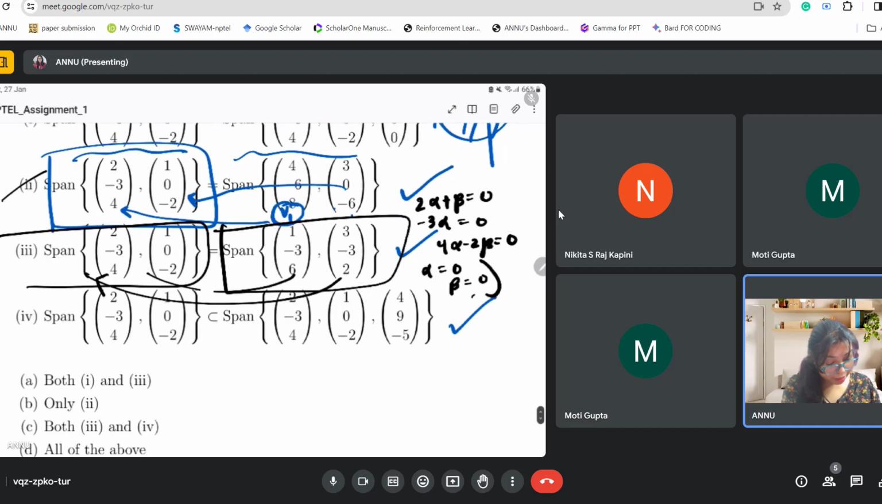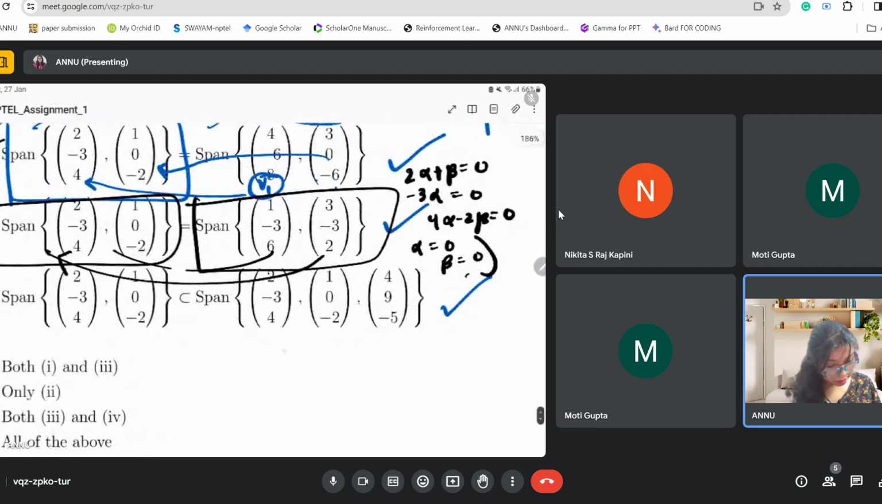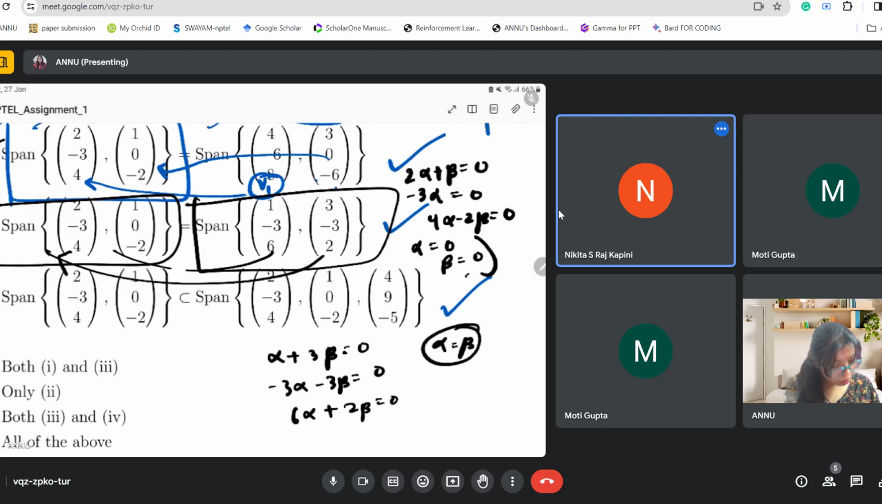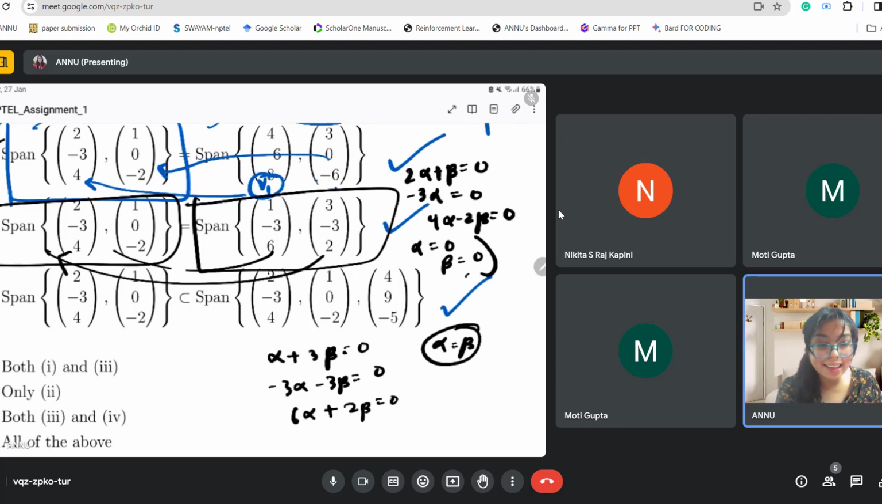Now let us see this one. Alpha plus 3 beta equals to 0. Minus 3 alpha minus 3 beta equals to 0. Plus alpha plus beta equals to 0. So what I'm getting is alpha and beta will also end up being 0 0. So both are giving alpha beta equals to 0, but only if I'm equating to 0. So these are linearly independent, these two are linearly independent among themselves.